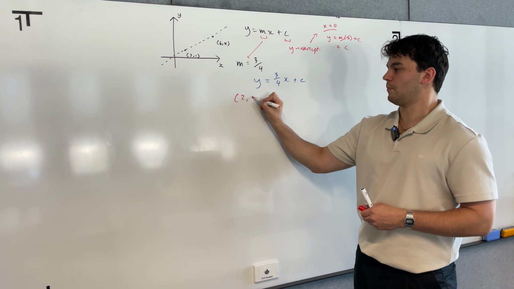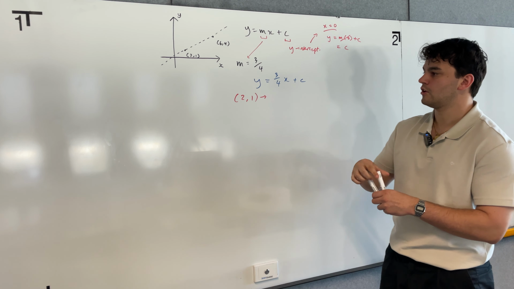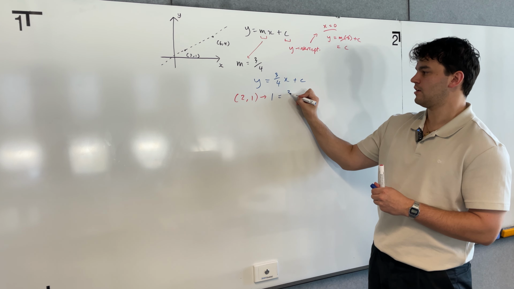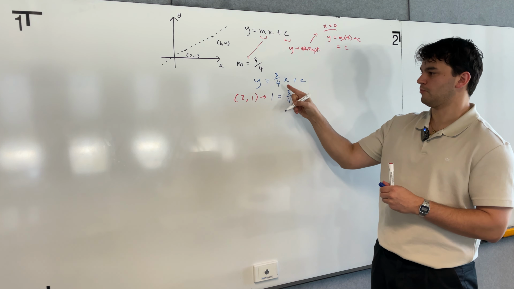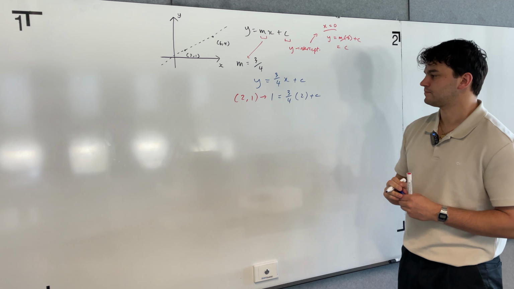So we say (2, 1) is a coordinate that lies on our line, and therefore we're going to substitute that in. So x is equal to 2, y is equal to 1. So y is equal to 1. 1 is equal to 3/4 multiplied by x, in this case, it's 2 for this coordinate, plus c.